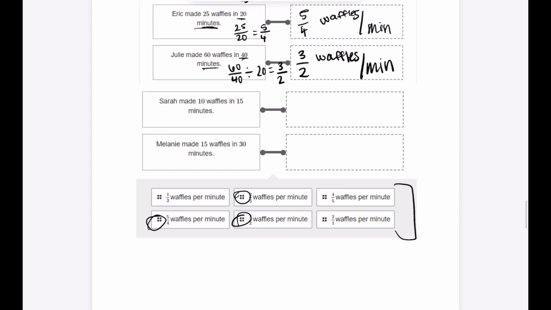Next one, I have Sarah made 10 waffles in 15 minutes, so I go ahead and put 10 over 15. I can divide both by 5 here. So 10 divided by 5 gives you a 2, and 15 divided by 5 gives you 3. I am going to look, do I have a 2/3 here? And we do, we already used it, but remember, you can use at least one of these twice. So I have 2/3 waffles per minute.